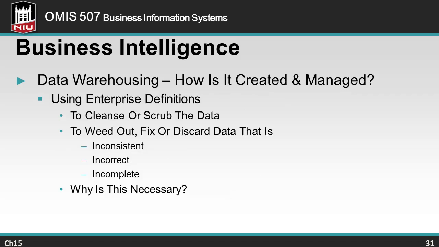The data transformation process uses enterprise definitions to cleanse or scrub the data. The goal is to identify issues and then fix or discard bad data. Bad data can be inconsistent, such as when the address for a company is different in two different databases, incorrect, or incomplete. Data cleansing is necessary to prevent errors in the business. For example, if two records exist for the same customer, we might accept a second order for a product while the customer is delinquent paying for the first order.